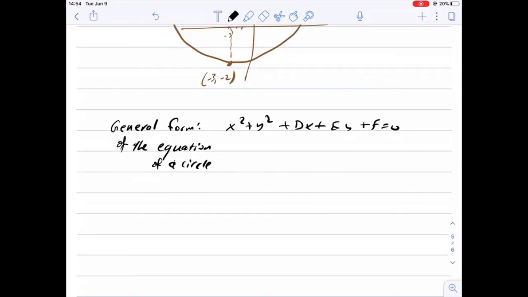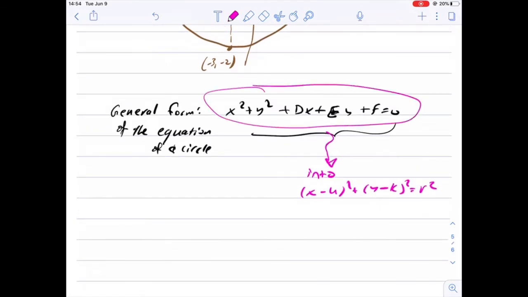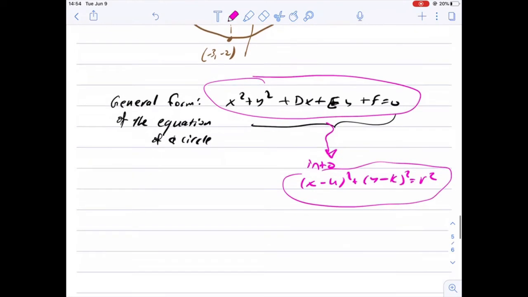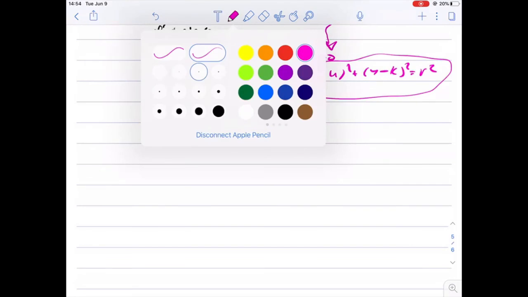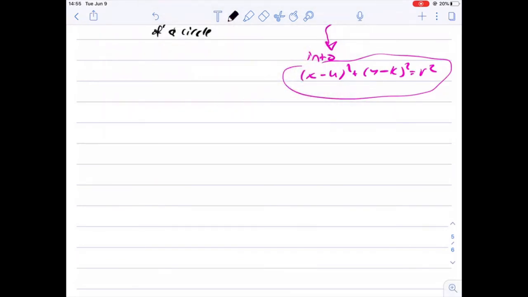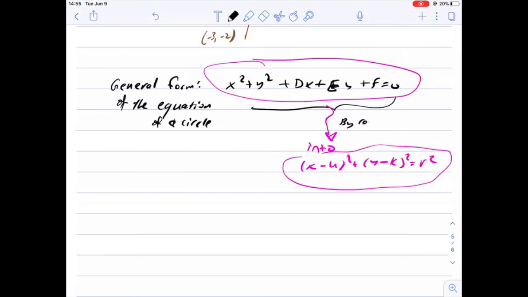Okay, now if we are given this form, it's not easy to find the center and the radius. So we need to convert from this form into the x minus h squared plus y minus k squared equals r squared form. I mean, we need to convert from the general form to the center radius form. How to do that? We need to use the technique that we learned before when we solved the quadratic equation. The technique is called completing the square. So here, by completing the square, we can convert from general form to the center radius form.